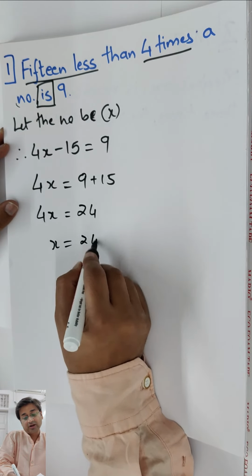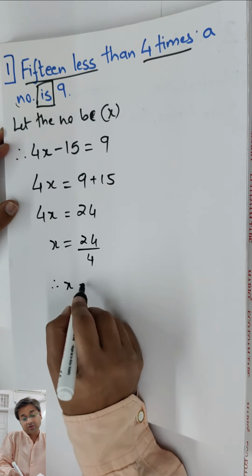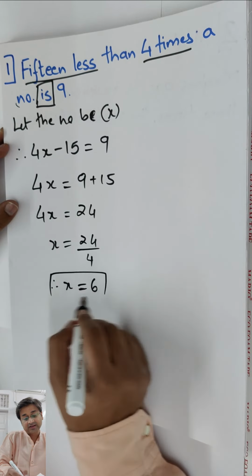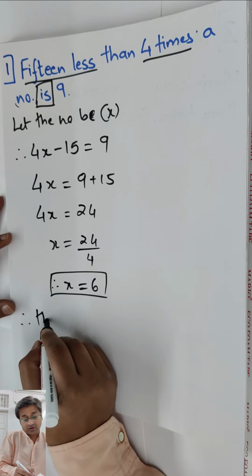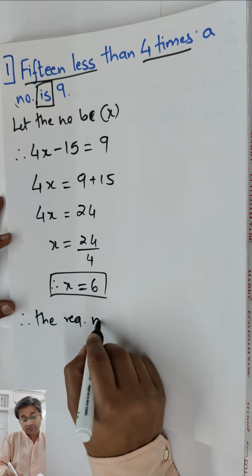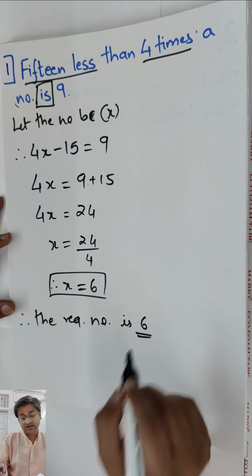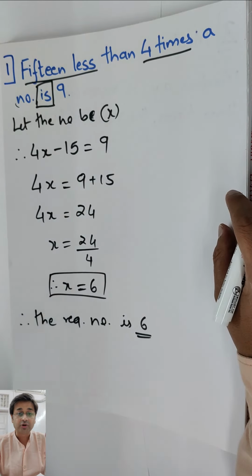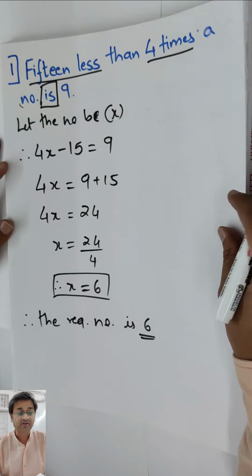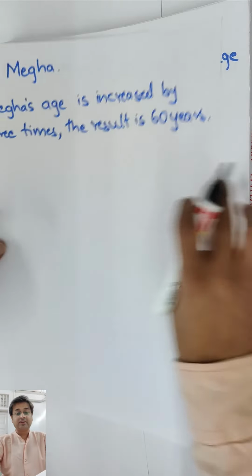So x will be 24 by 4, and therefore you can say x is equal to 6. Don't leave your sum here in the end, right? Therefore the required number is 6. Always write your final statement. Since it's a word problem, you are expected to write the final answer. Likewise is sum number 2.